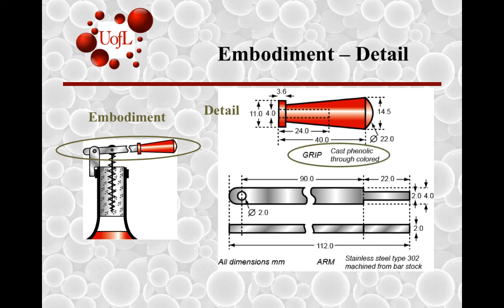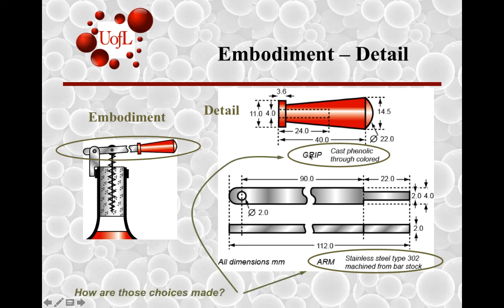The focus of the course is how do you then decide what to make this material from, and what the dimensions are, and then how to make that. Similarly, in the second case, why do you select a metal instead of a polymer in this case? How are these choices made?